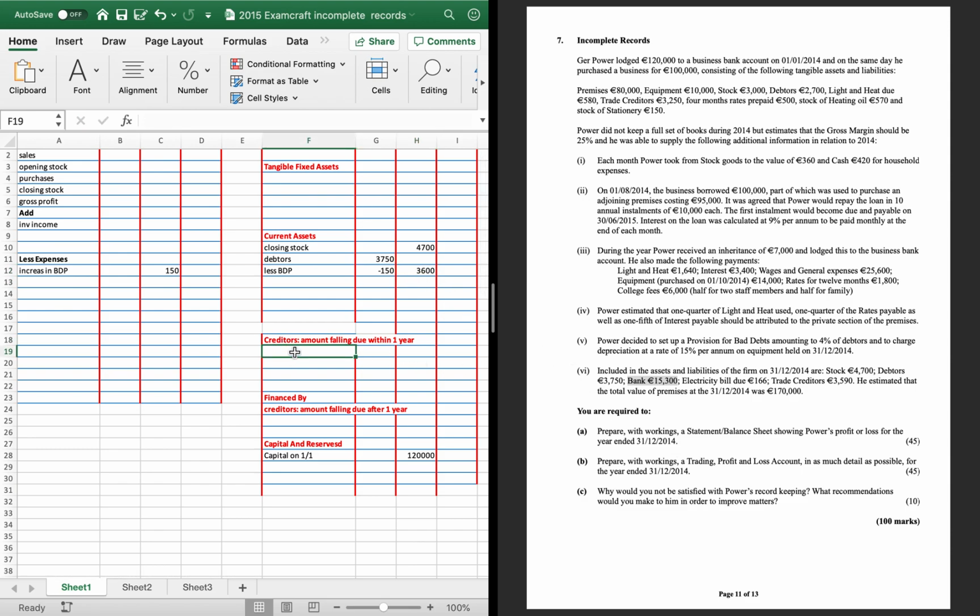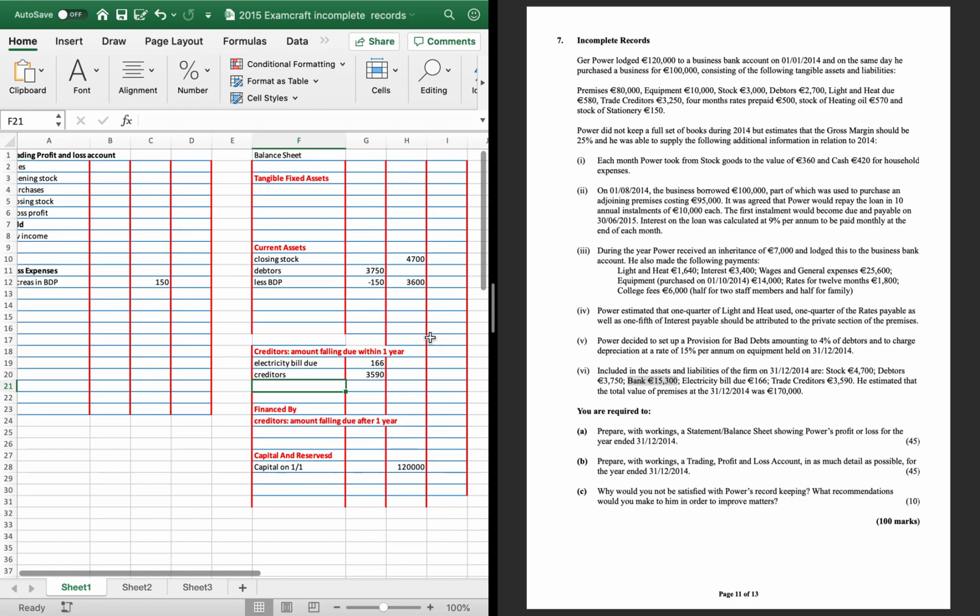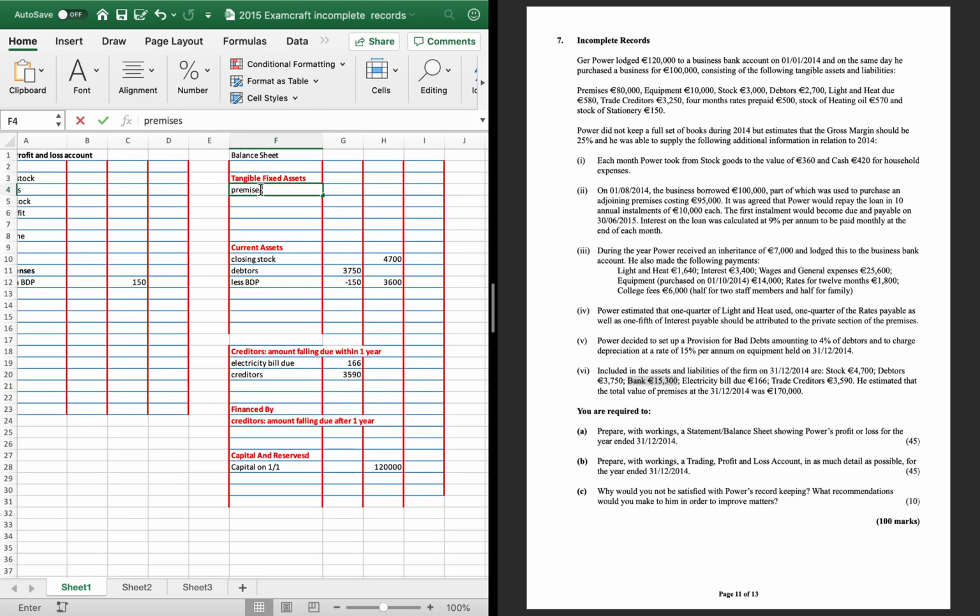Electricity bill due, that's a liability. That's 166. Creditors is a liability. 3950, 3590. And now he's saying the value of premises is 170. So we have to have premises, and it's going to be cost, depreciation, and value. And the value is 170. Now that's sort of suggesting to us, and we'll see it soon enough, that there's depreciation on premises. Okay, so that's that one in.